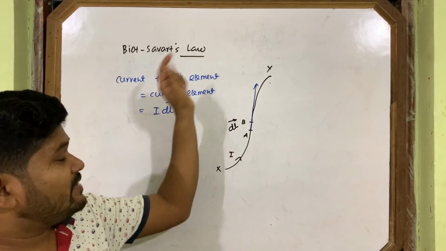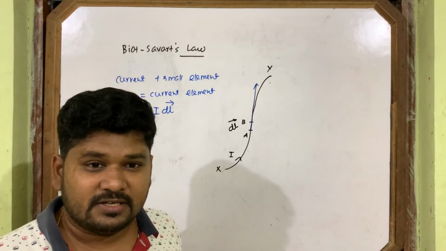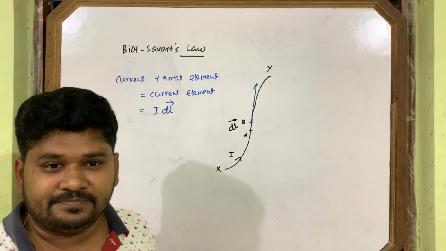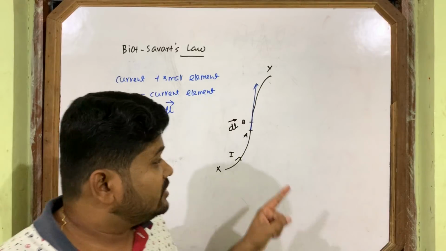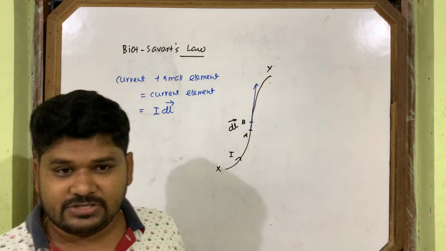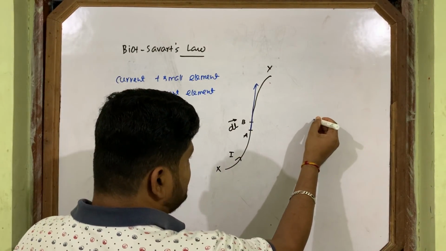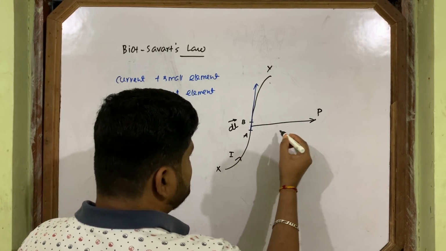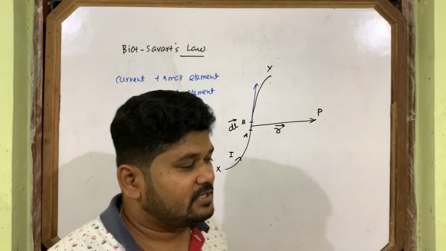And Biot Savart gave the expression not for the whole conductor, but for this current element. For a small part of the conductor, which is called current element. The expression is given at a point. Suppose this point is P, and we have to join that point with the position vector. This is the position vector, r vector.